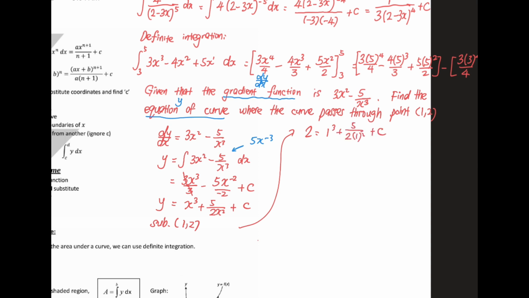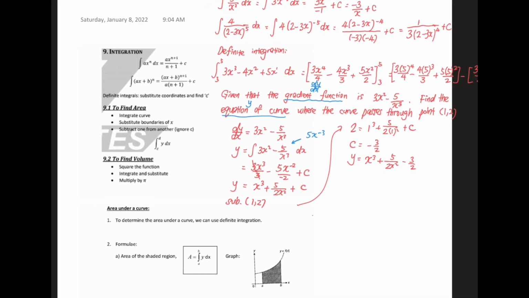So we will get something like this, and by solving the equation, you will get the value of c. So we have to do 2 minus 1 minus 5 over 2, so we get c as negative 3 over 2. So we get the equation as y equal to x cubed plus 5 over 2x squared minus 3 over 2. So this is the equation of curve where we get the c at the end. And remember how to get the c. Okay, so let's move on.